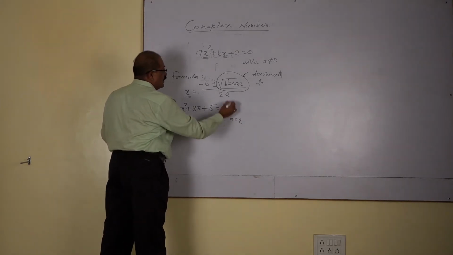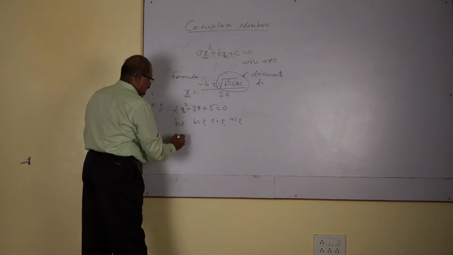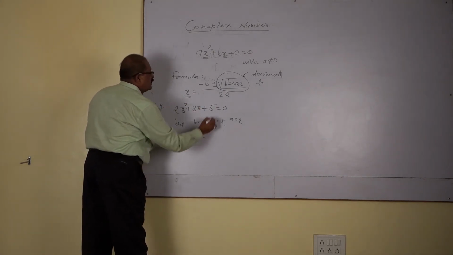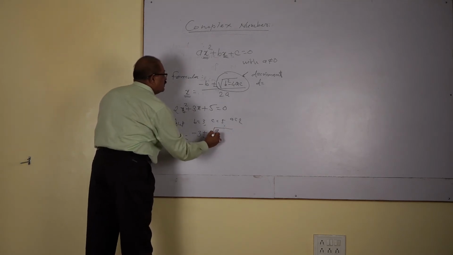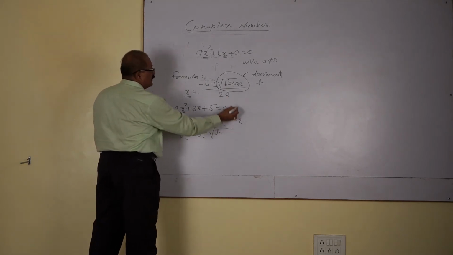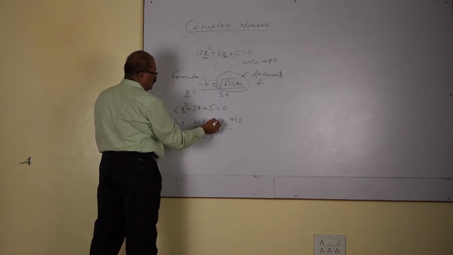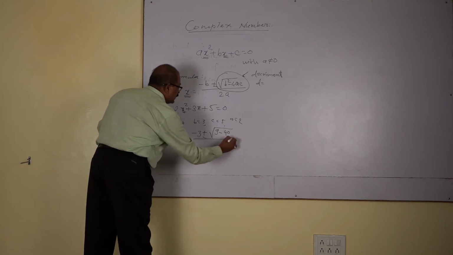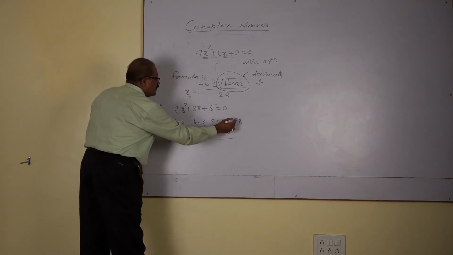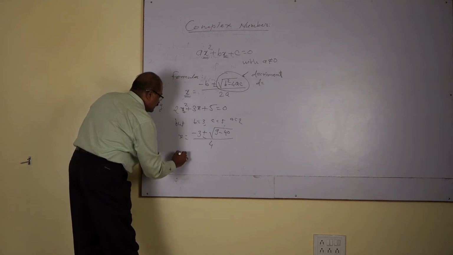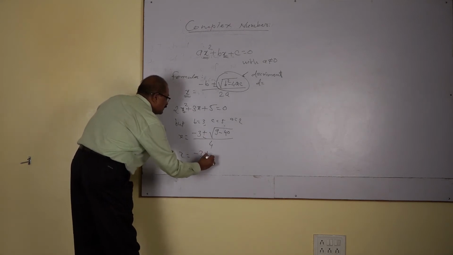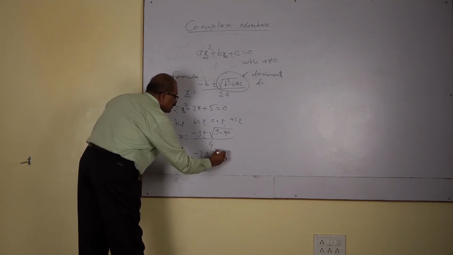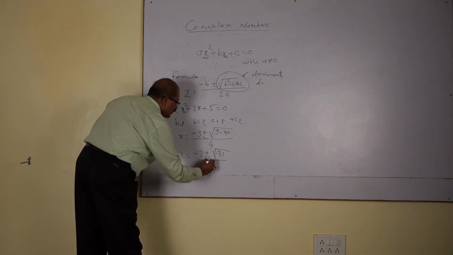a equal to 2. So, the roots are x equal to minus 3 plus minus the square root of 9 minus 4 into a, that is 4 into 2, 8, 8 into 5, that is 40, divided by 2 into a, that is 4. Therefore this value becomes minus 3 plus minus root of 9 minus 40, that is the square root of minus 31, divided by 4.